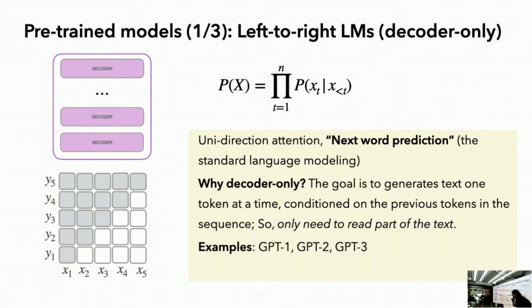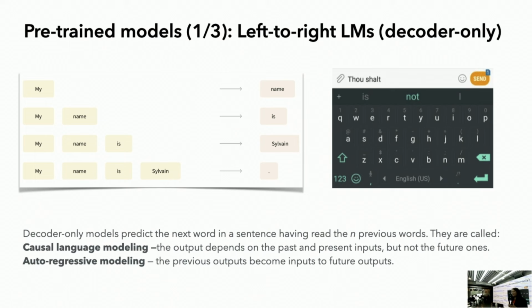Examples of success include GPT-1, GPT-2, GPT-3. I want to add GPT-4, but we don't know the architecture there. Those models are very appropriate for natural language generation tasks. If you think about prompting as one such mechanism, this is generation, where we want to generate from left to right. This kind of model is sometimes called causal language modeling, where the output depends on the past and the present input, but not the future ones. You probably also hear people call it autoregressive modeling, since the previous outputs become inputs to the future outputs. So this is left-to-right language modeling, decoder only.